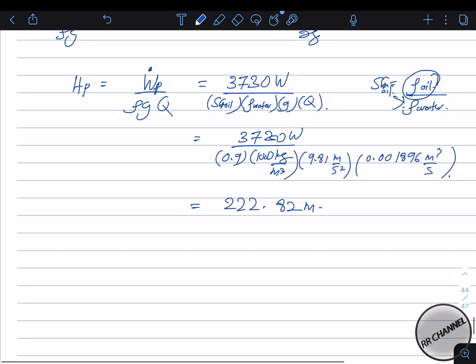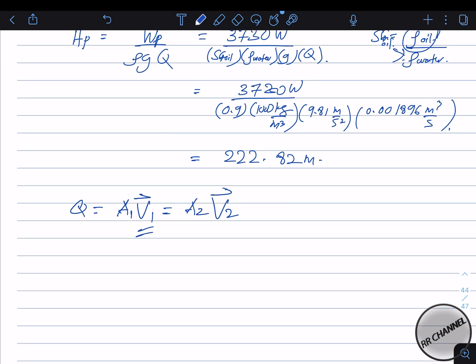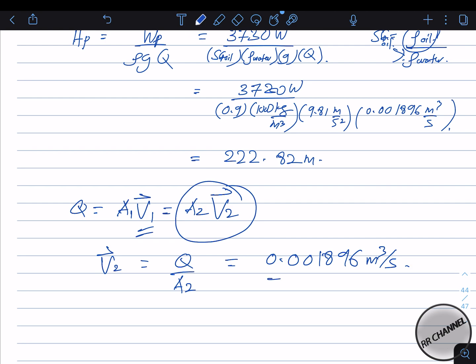Right, now we need to find another one, which is V2. In order to get V2, you go back to the continuity equation, A1 V1 equal to A2 V2. V1 is the velocity at the reservoir that we assume is almost equal to 0 because there is no change in velocity here. So now we just focus on the state at number 2 because we want to find the velocity at station 2. So we just rearrange: V2 equal to Q divided by A2. So this is equivalent to 0.001896 meter cube per second divided by pi multiplied by the diameter square, 0.02 square, over 4.